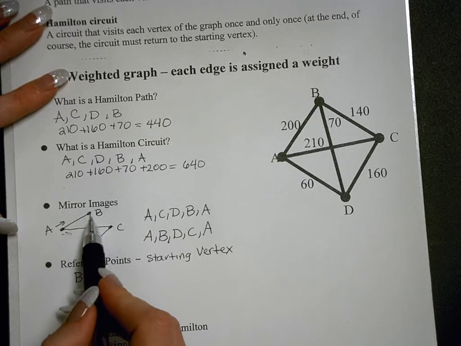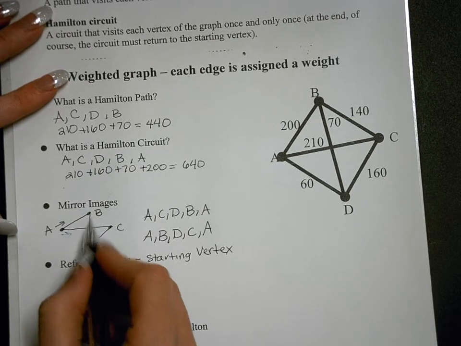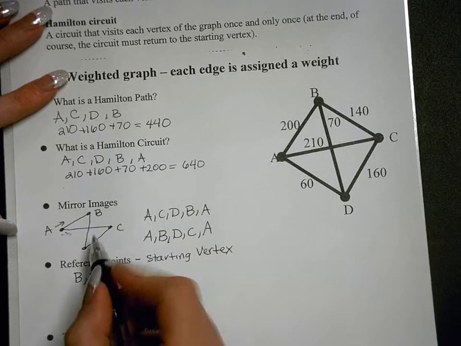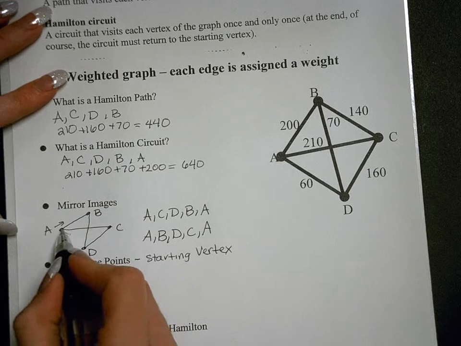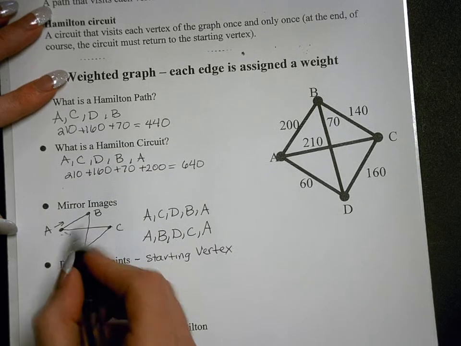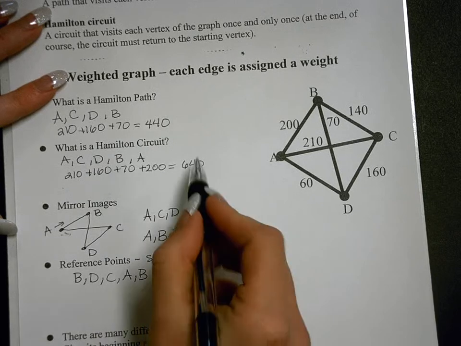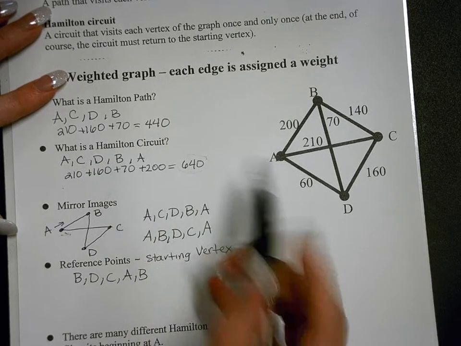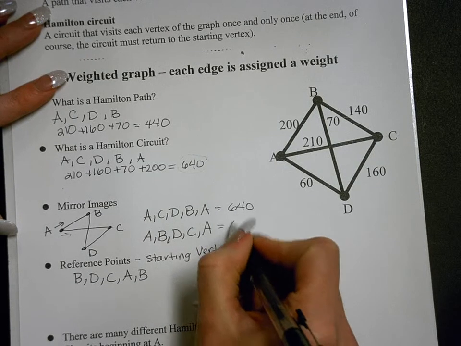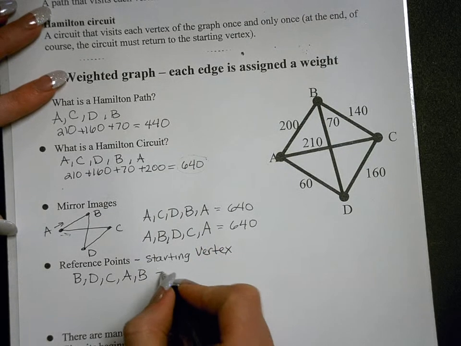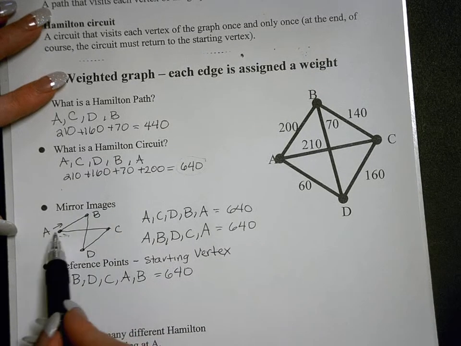So we're going to write it starting at B. And from B, we could go either of two ways. We could go BD or we could go BA. Let's go BD, and then we would go to C. From C, we would go to A. And from A, we would go back to B. Now this would have the same weight as the one up here. This would be 640. All of these would be equal to 640. They're all the same because it's all the same circuit. It's just a different way of writing it. And we went B, D, C, A, B right here.